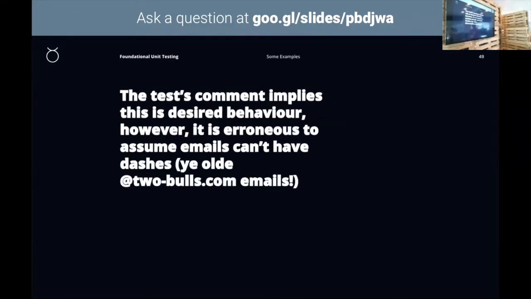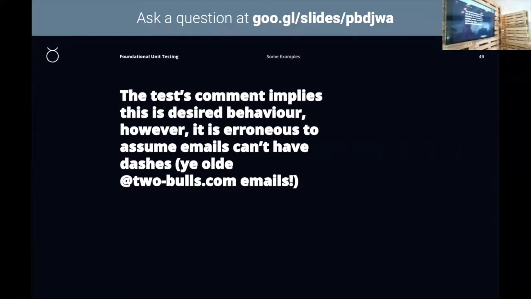The test comment implied that not being able to use dashes in emails is desired behavior, but it's quite silly to assume that they can't have dashes because until about 6 months ago or something, we all had dashes in our email addresses. It's not an uncommon thing. But having that comment sitting there in the code saying, let's reject dashes, implies that rather than someone writing a test case that handles a bug, actually, hey, we're deliberately not supporting this.